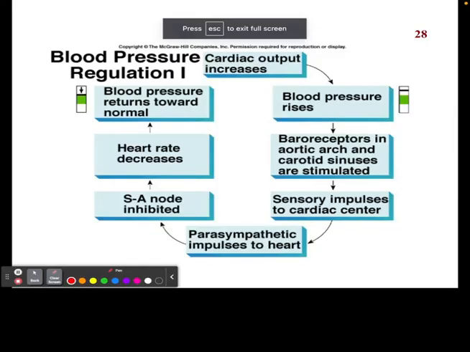All right, everybody. You didn't think we'd get this far without a negative feedback loop. So let's talk about it. Here are two ways that we can regulate blood pressure. Just general mechanisms for regulating blood pressure.